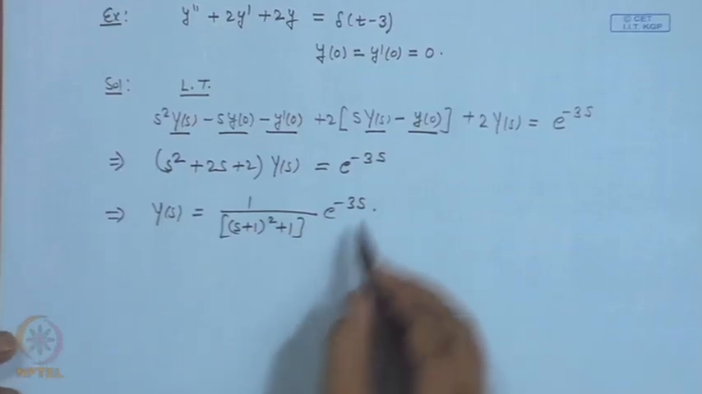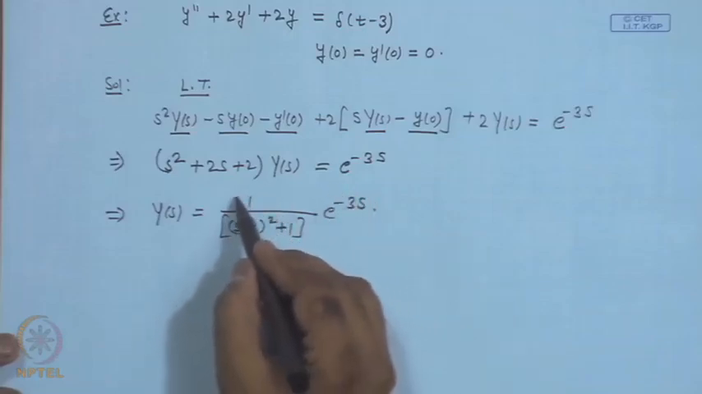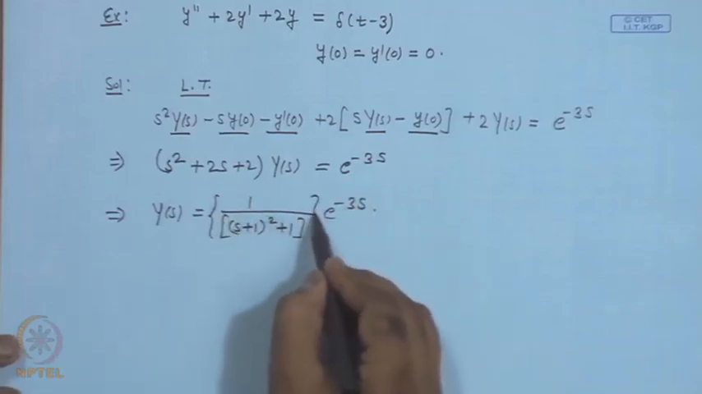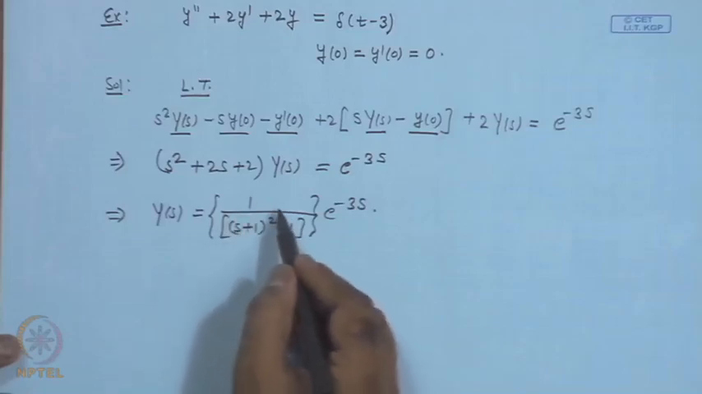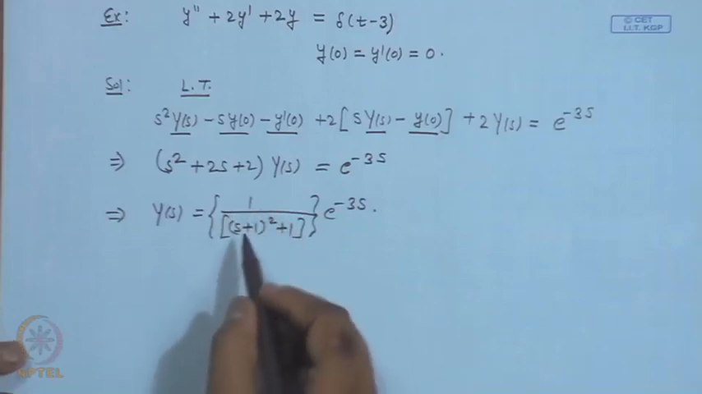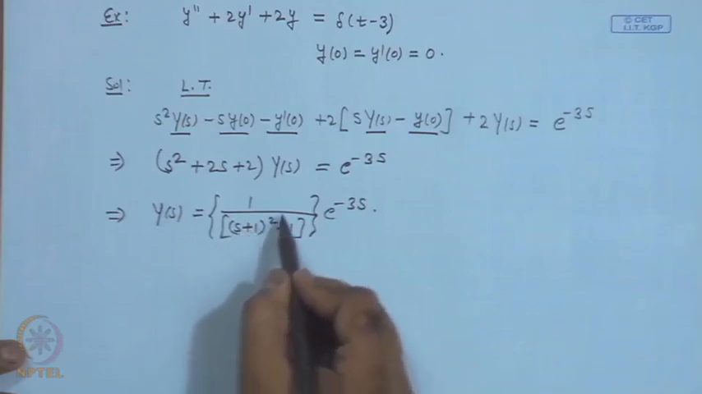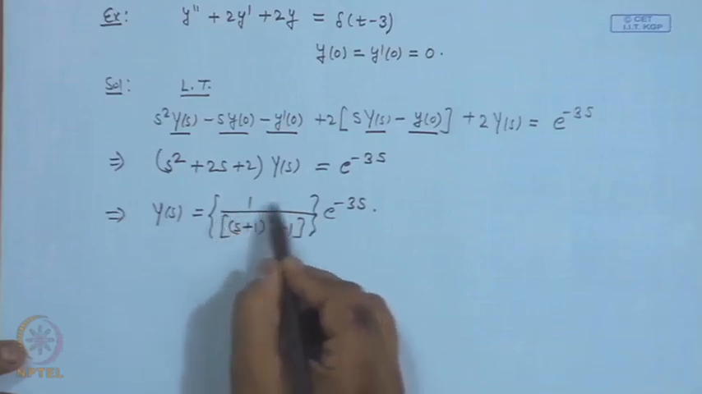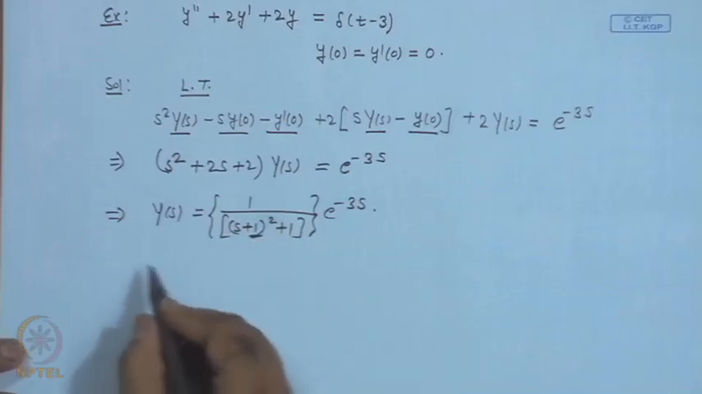Now, this we can get using the second shifting theorem, but first we need to get the Laplace transform of this term, 1 over (s plus 1) squared plus 1. This is again the first shifting theorem, because s is shifted to s plus 1. This is nothing else but the Laplace transform of sin t, but we have to use a shift theorem for this s plus 1.